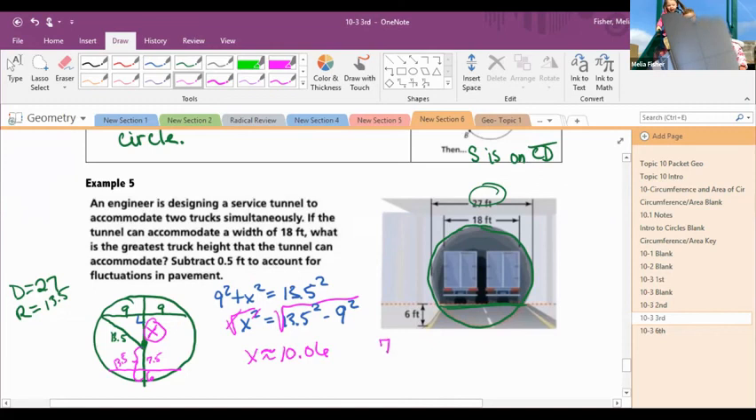Now I've got the 7.5 plus the 10.06. We're going to subtract that 0.5 feet to account for this. And that should come out to be 17.06. Okay, so that is the greatest height.